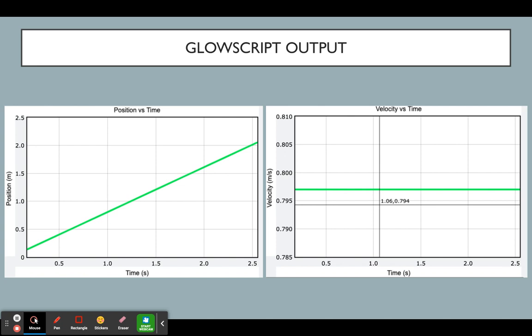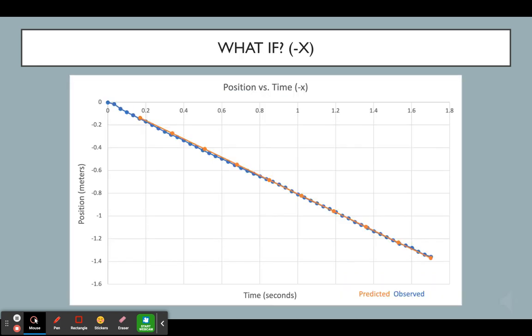but it's very similar to the observed value. In order to calculate the velocity value for this code, I took the initial position of 0 meters and subtracted it from the final position of 1.9395 meters and divided it by 1.701 seconds to get a velocity of 0.797 meters per second.